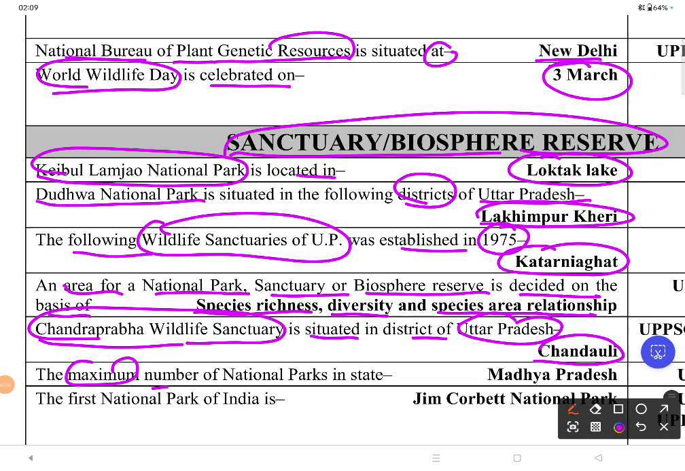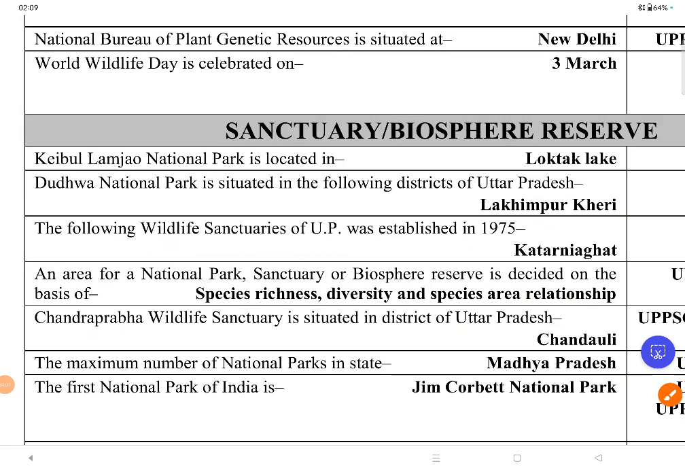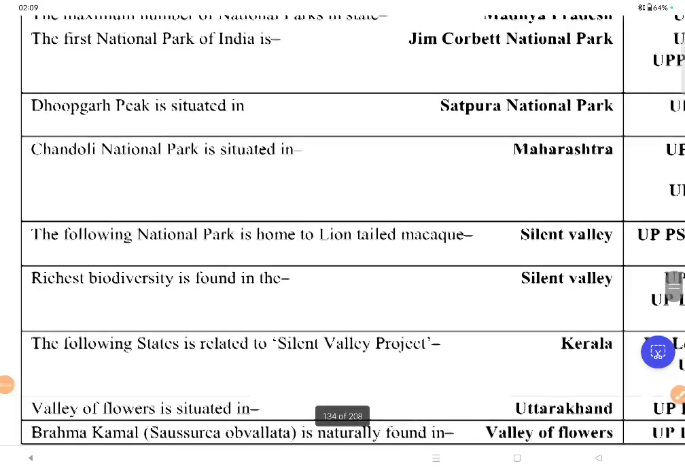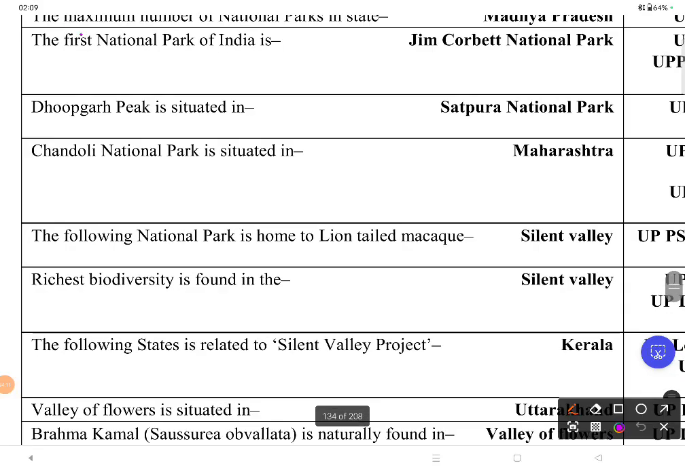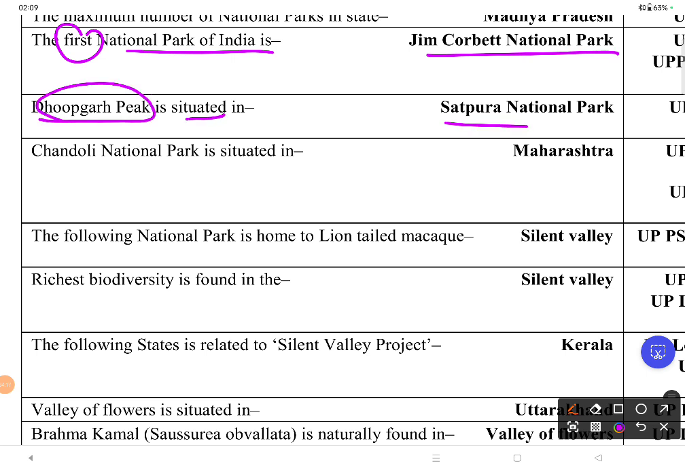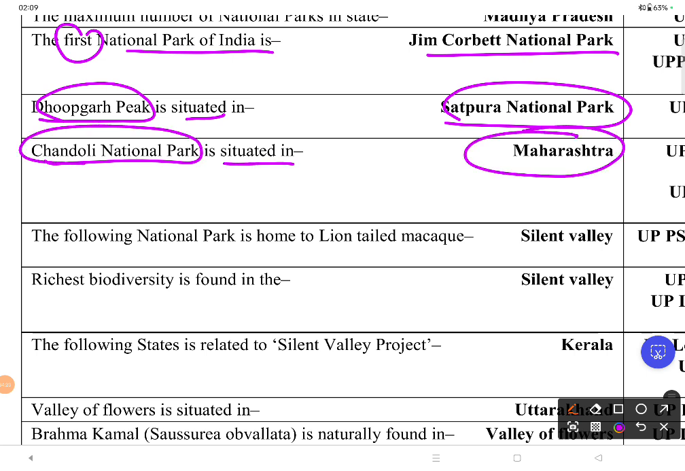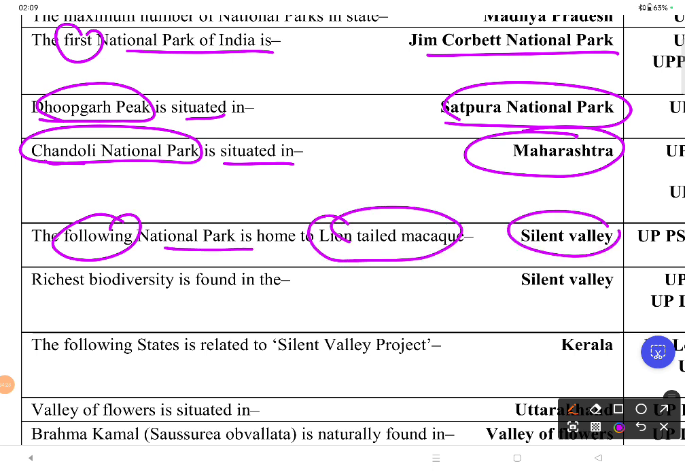The maximum number of national parks in a state: Madhya Pradesh. The first national park of India is Jim Corbett National Park. Dhupgarh Peak is situated in Satpura National Park. Chandoli National Park is situated in Maharashtra. The following national park is home to lion-tailed macaw: Silent Valley.